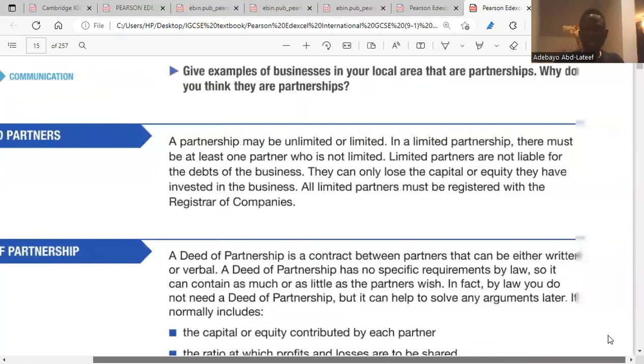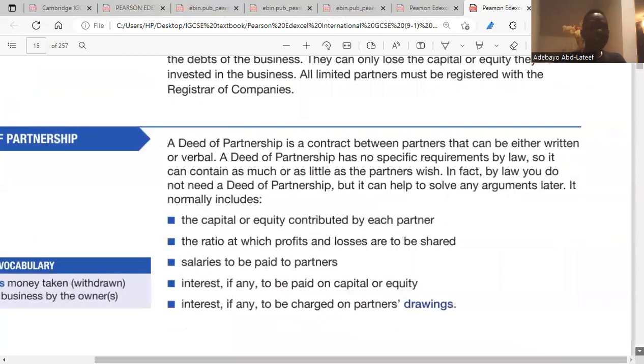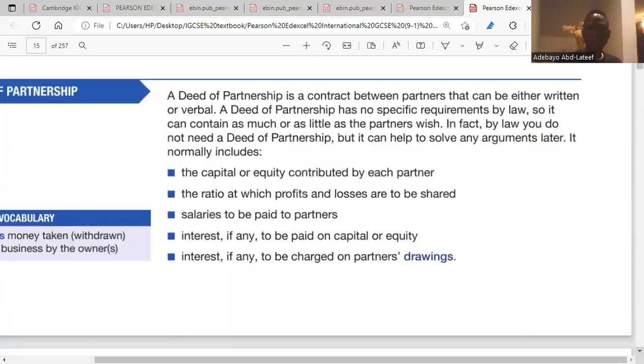For deed of partners, they wrote, a deed of partnership is a contract between partners that can be either written or verbal. A deed of partnership has no specific requirements by law, so it can contain as much or as little as the partners wish. In fact, by law, you do not need a deed of partnership, but it can help to solve any argument later.